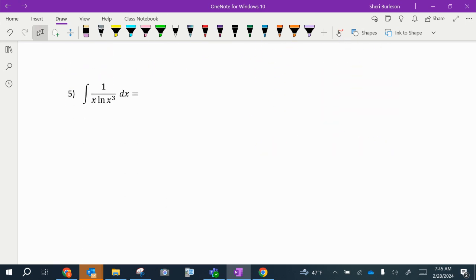So for this example, we're going to use a property of logs. So I'm going to rewrite this to be the integral of 1 over, bring the exponent out front, 3x ln of x dx. And now I can do a u substitution and let ln of x be my u. So du is 1 over x dx.